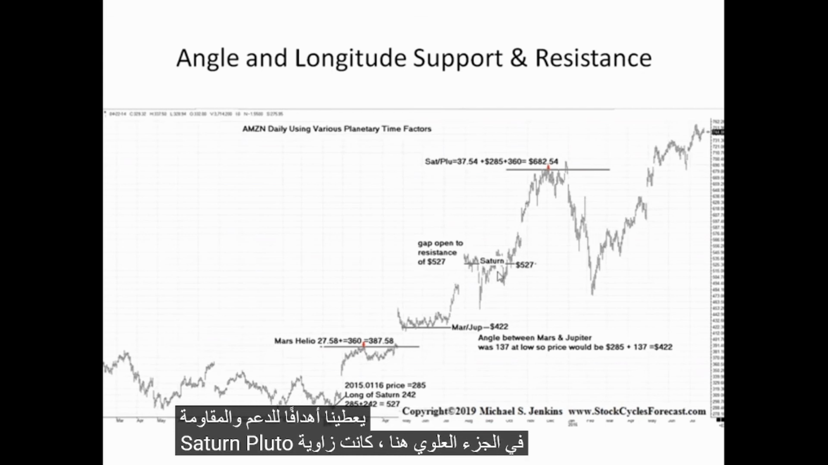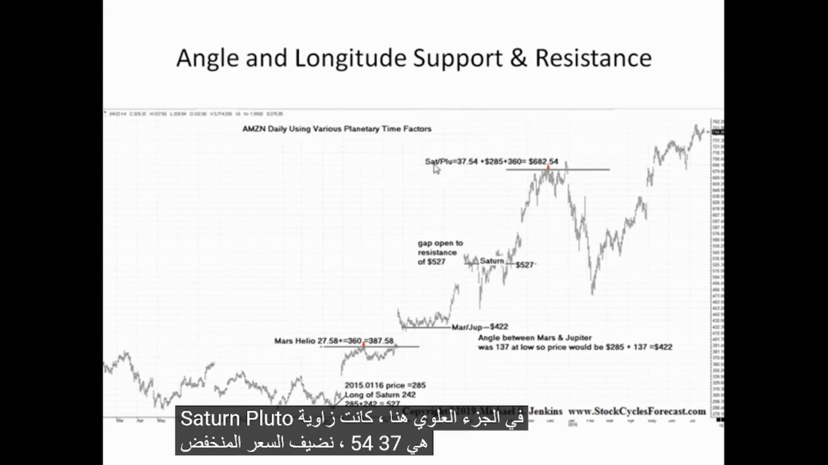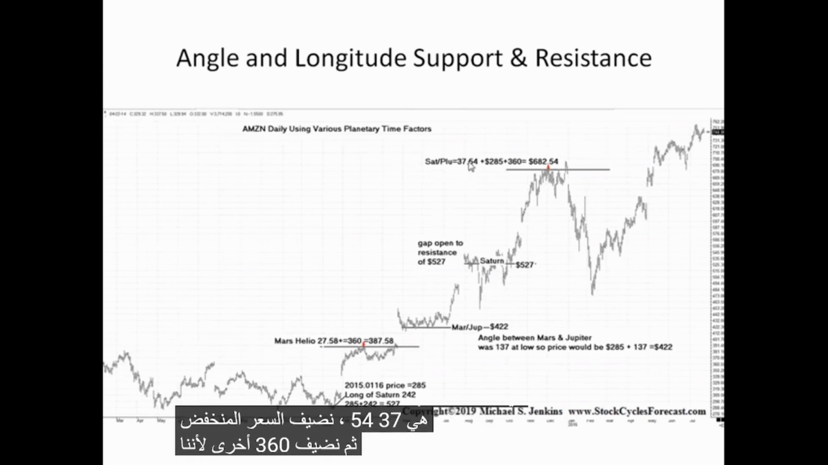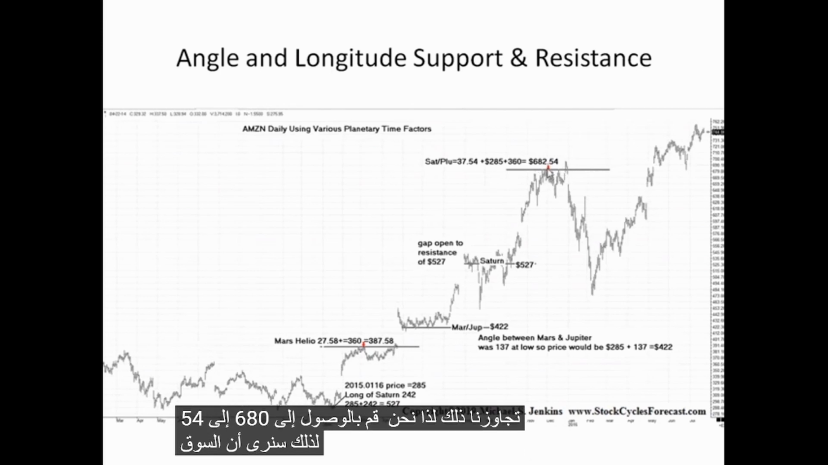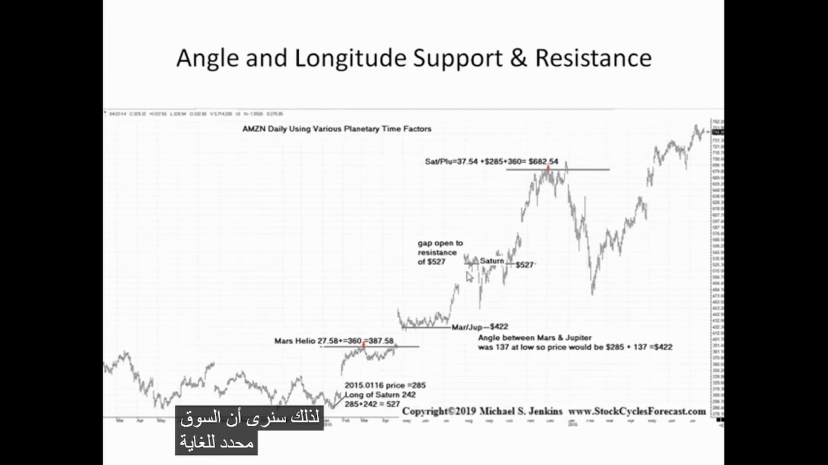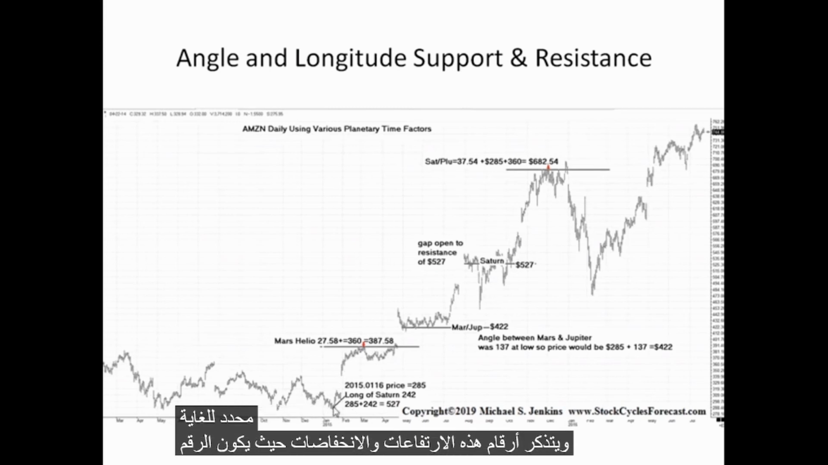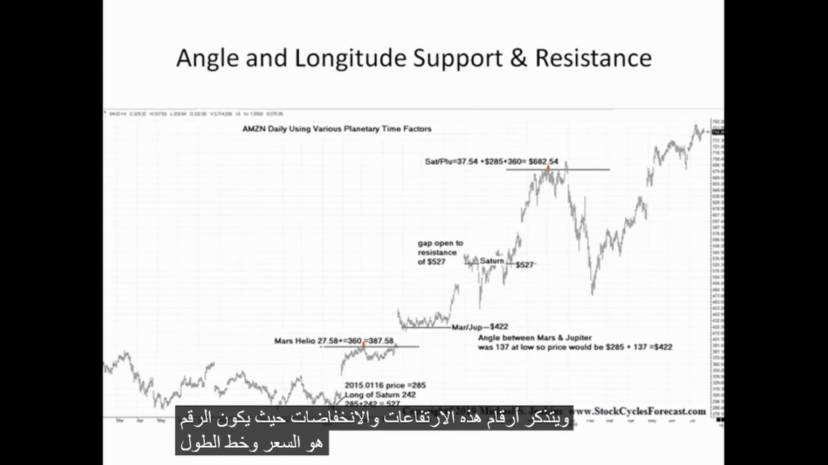At the top over here, the Saturn-Pluto angle was 37.54. We add our low price, then we add another 360 because we've gone above that, so we get to 682.54. So we will see the market is very specific, and it remembers the numerology of these highs and lows where the numbers, the price, and the longitude are equal.